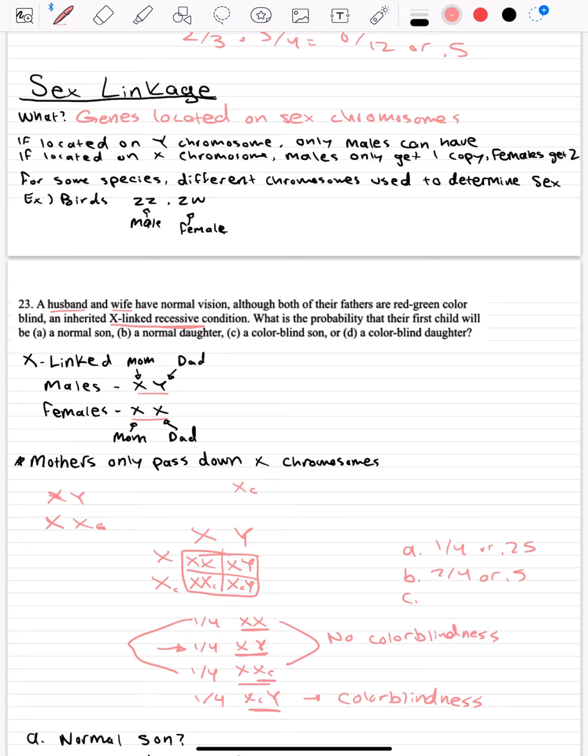C, a colorblind son. We see right here that it's a quarter ratio, or 0.25 frequency of having a colorblind son. And D, having a colorblind daughter. None of the daughters in the progeny are going to be colorblind, so it would be a 0 ratio or probability.